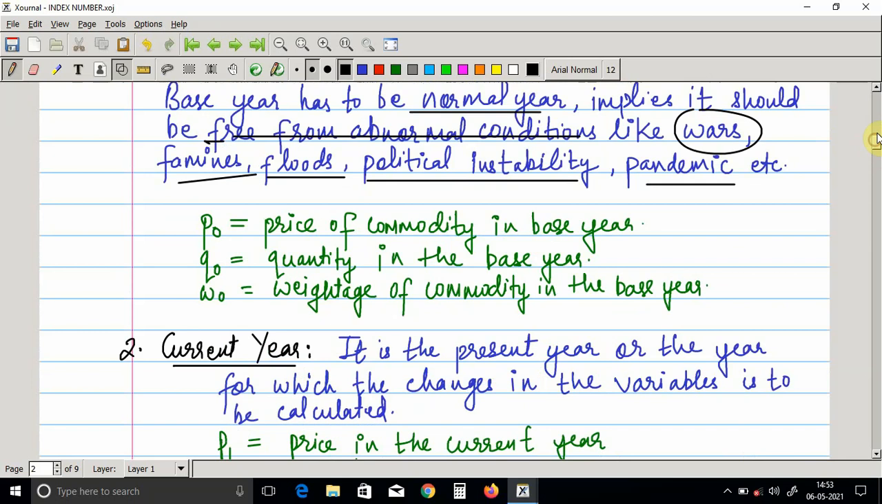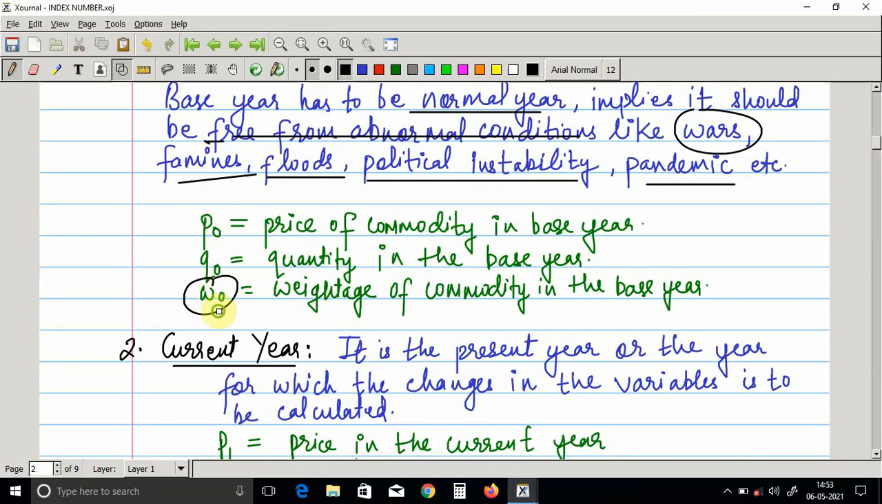So for base year, what is P naught? These are a few notations that I'm going to use. P naught is the price of that commodity in the base year, and Q naught is the quantity that is produced, consumed or purchased in the base year.